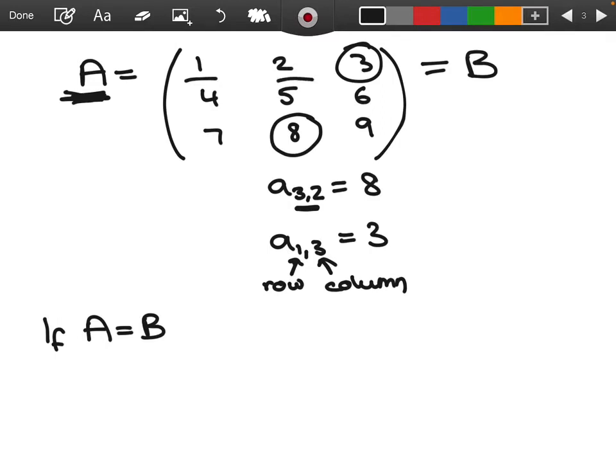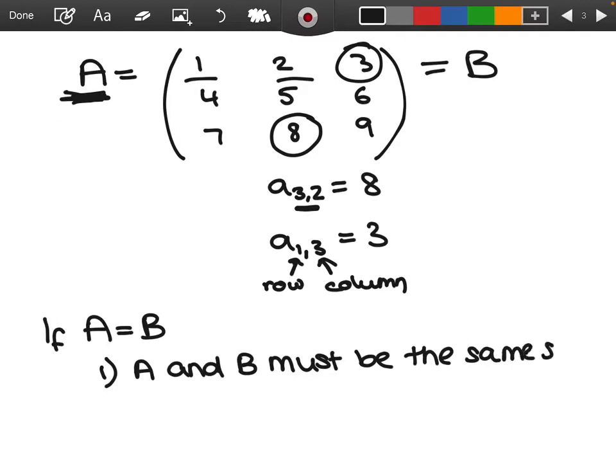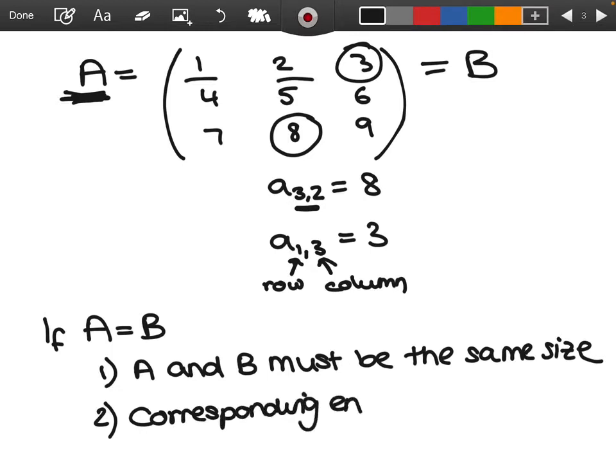So I have a 1 in my first position here, in my 1, 1 position. My 1, 2 position is a 2, etc. So if A equals B, number one, they have to have the same size. And the second thing is that they have to have equal corresponding entries. So they must look exactly the same.